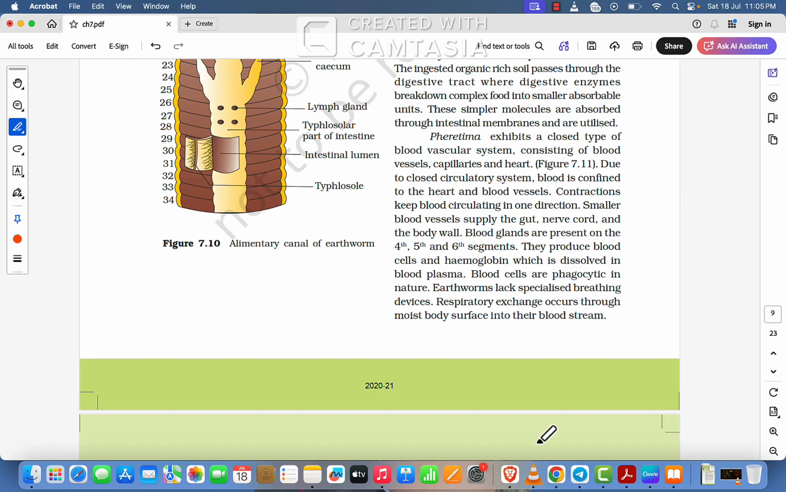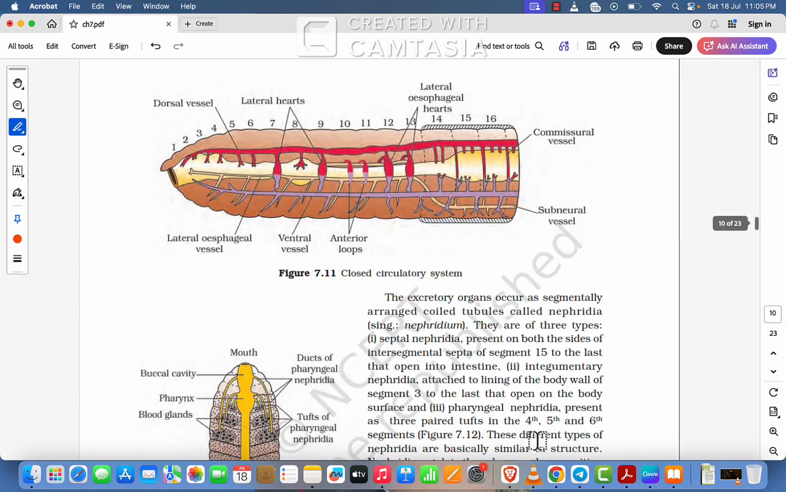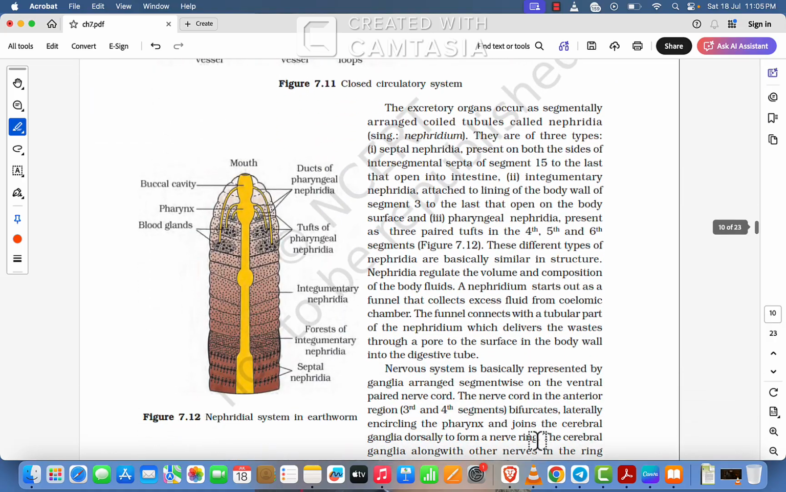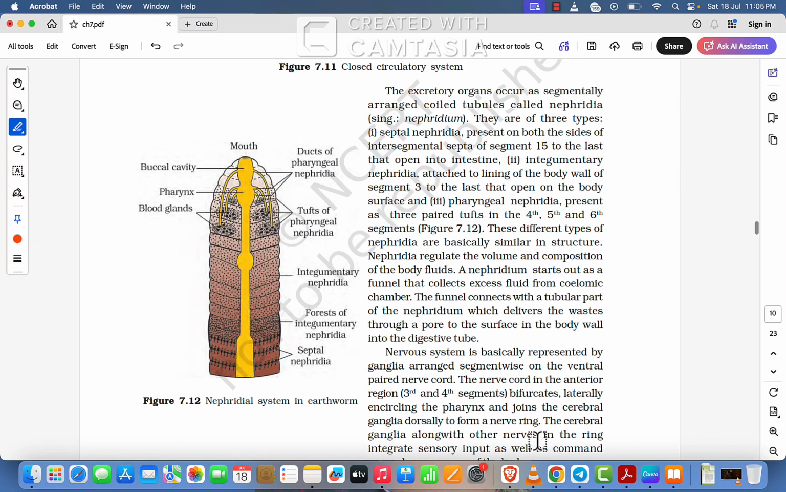Earthworms lack specialized breathing devices. Respiration occurs through the moist body surface into their bloodstream. The excretory organs occur as segmentally arranged coiled tubules called nephridia.